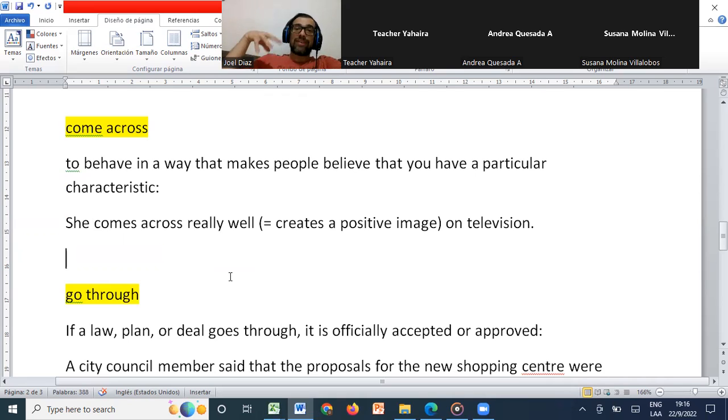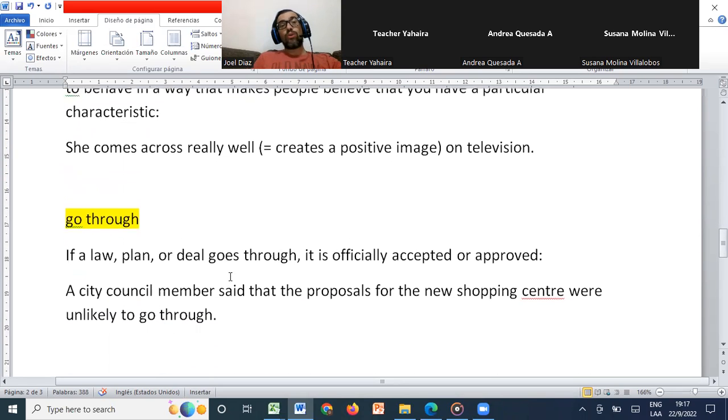For example, if you have an interview with somebody, you say, well, she didn't come across very well, right? That means she didn't create a positive image, and maybe that person is not going to be hired. So definitely you can use it for a negative connotation. Very good question. Okay, thank you.